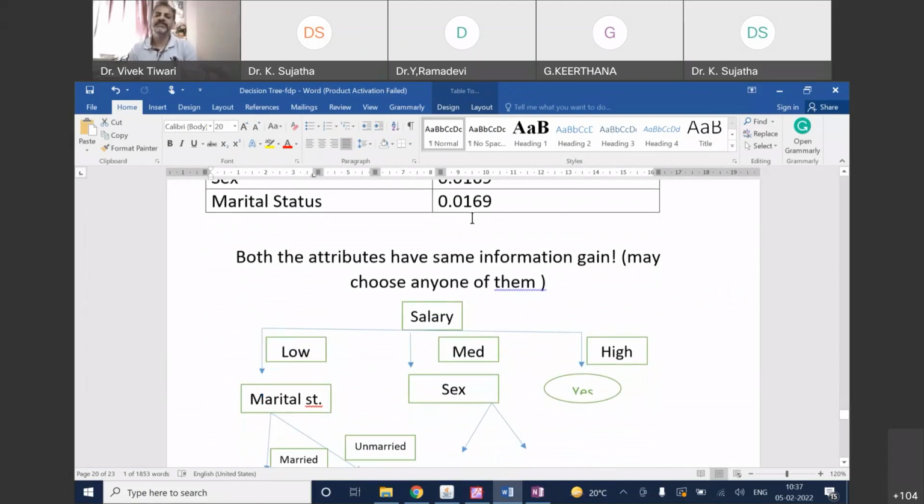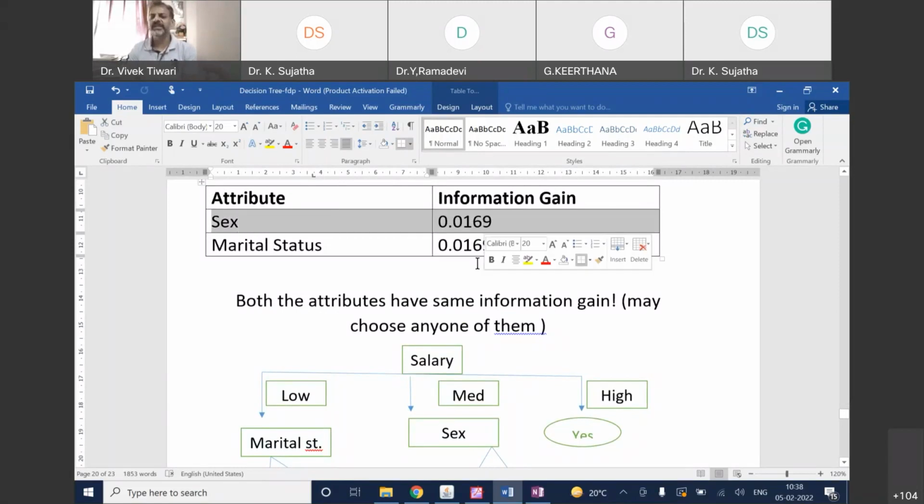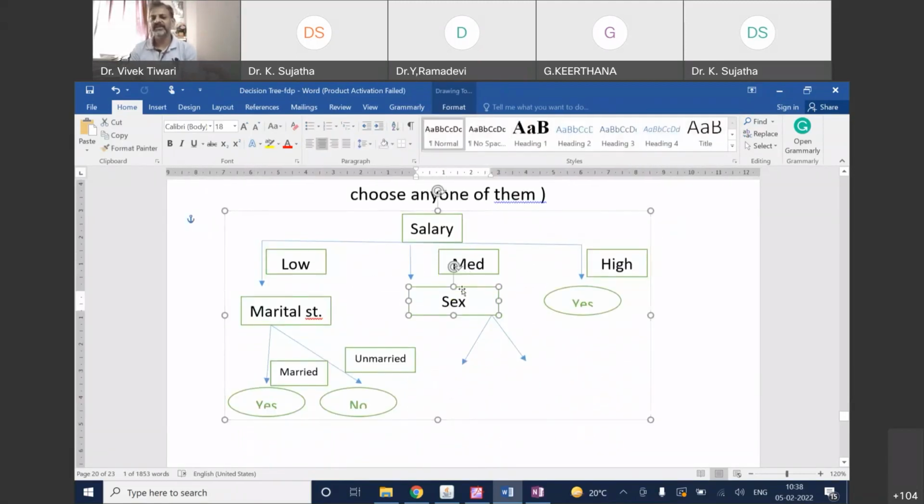Summary is here. There is a tie. Both attributes have the same information gain. So don't worry about that. Randomly, the system will select anyone. Suppose you have selected gender for the next split. In the medium, gender is the next split.